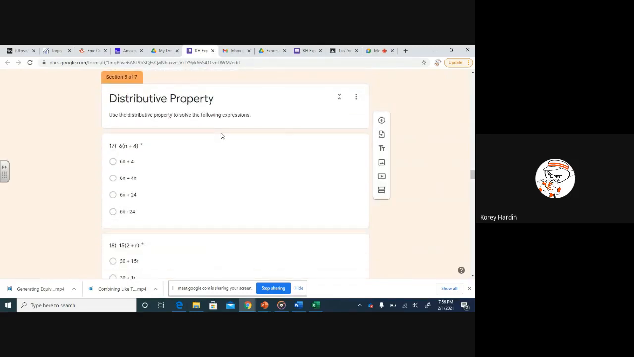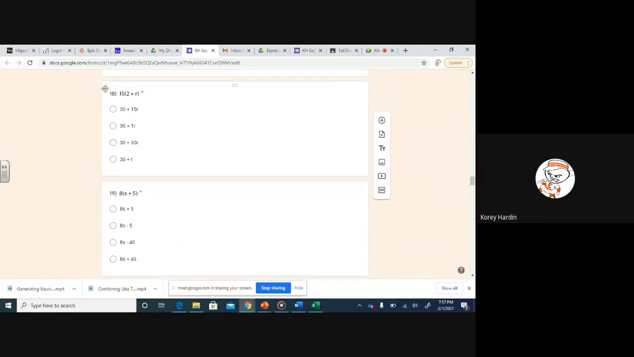On to section 5, we're talking about distributive property here. So you're going to go ahead and use the distributive property to solve the following expressions, or simplify them. Number 17, you've got 6 times inside of parentheses n plus 4. Your answer choices are 6n plus 4, 6n plus 4n, 6n plus 24, or 6n minus 24.